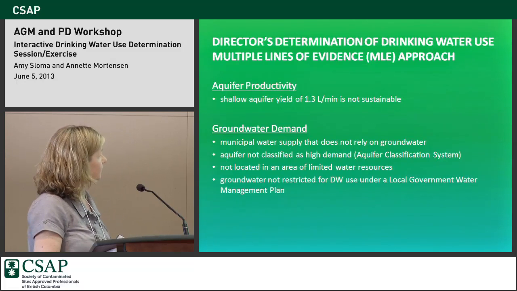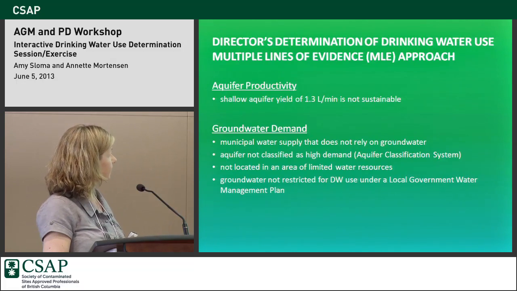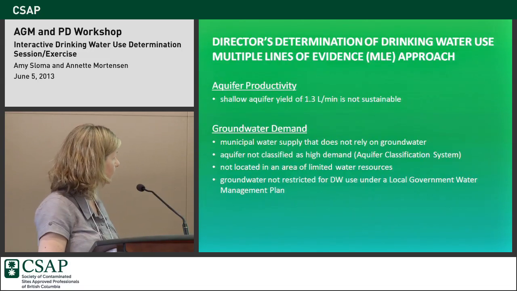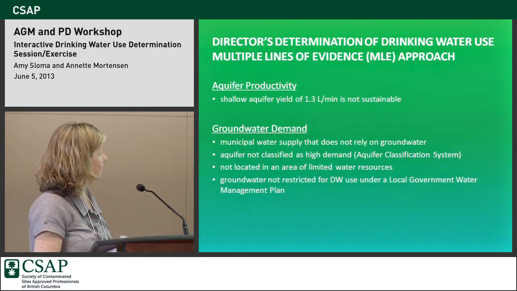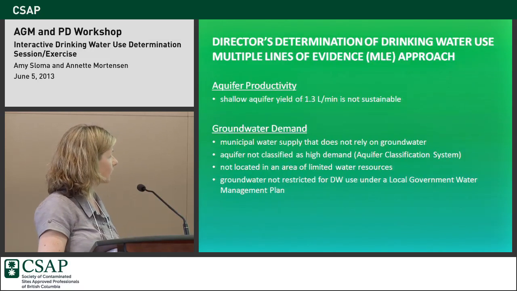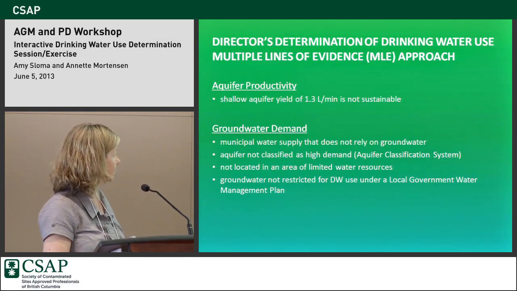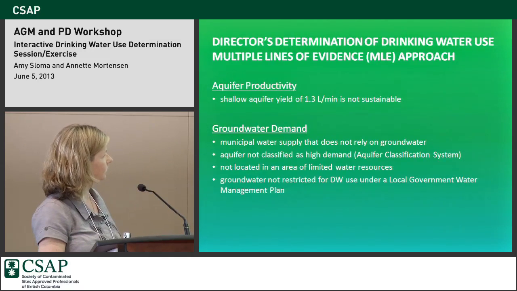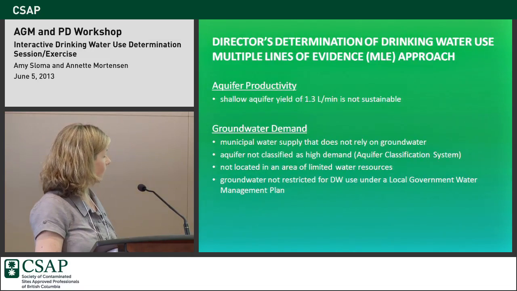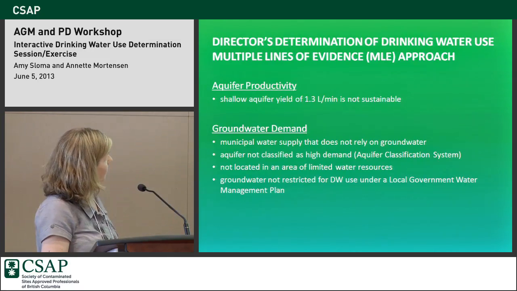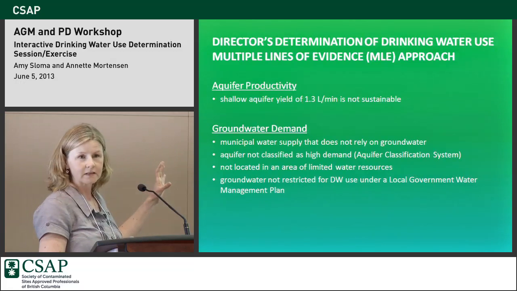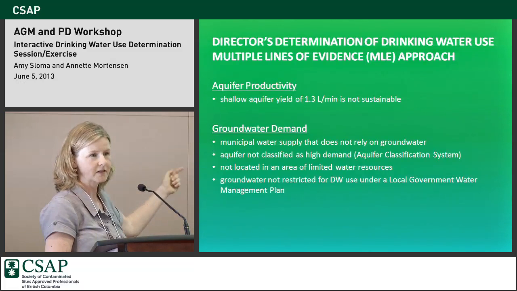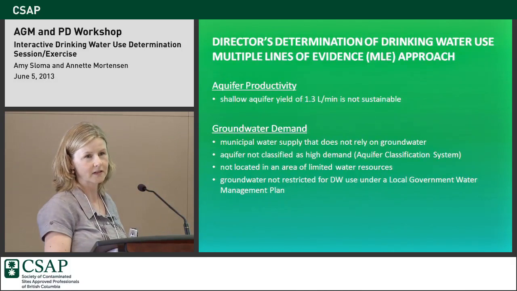And finally, some different groundwater demands criteria. Municipal water supply in place that does not rely on groundwater. Aquifer not classified as high demand, and it's not located in an area of limited water resources, and that the groundwater is not restricted for drinking water use under a local government water management plan. And there are sort of supporting arguments. If you only meet one of these arguments, you're probably not going to get a drinking water exemption.